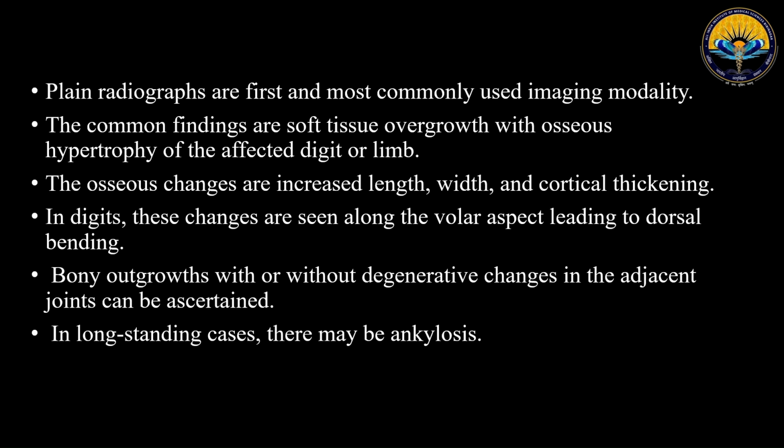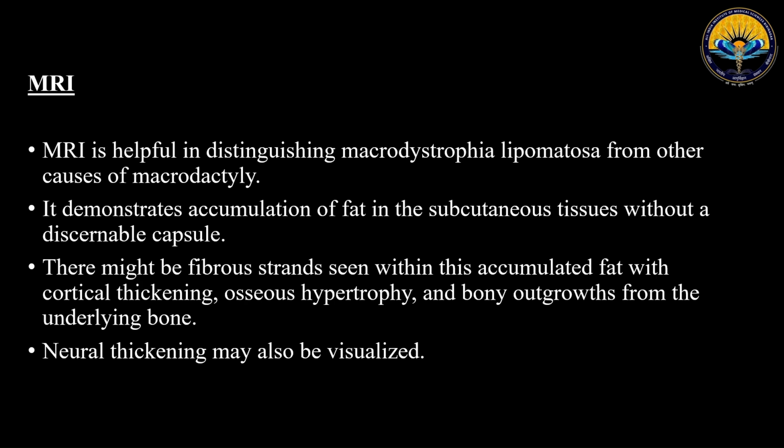Plain radiographs are the first and most commonly used modality where findings such as soft tissue overgrowth with osseous hypertrophy of the affected digit or limb can be seen. Osseous changes are increased length, width, and cortical thickening of the underlying bones. In digits, these changes are usually seen along the volar aspect leading to dorsal bending. Bony outgrowths with or without degenerative changes in the adjacent joints can also be seen, and in long-standing cases there may be ankylosis.